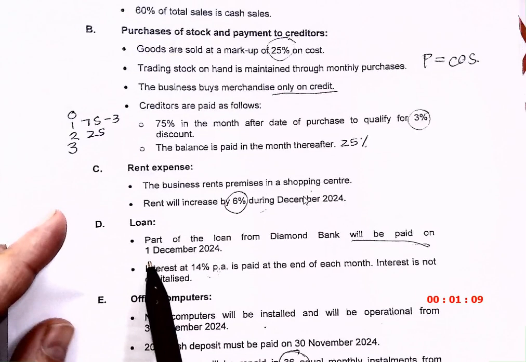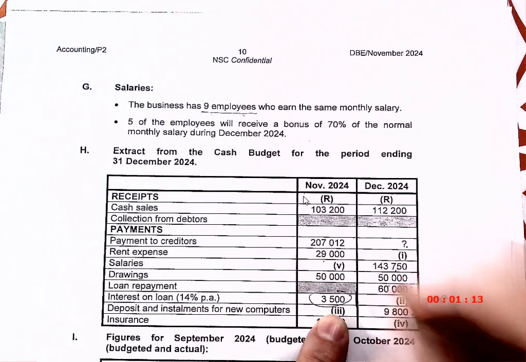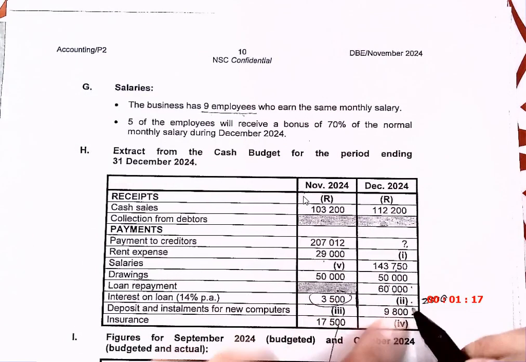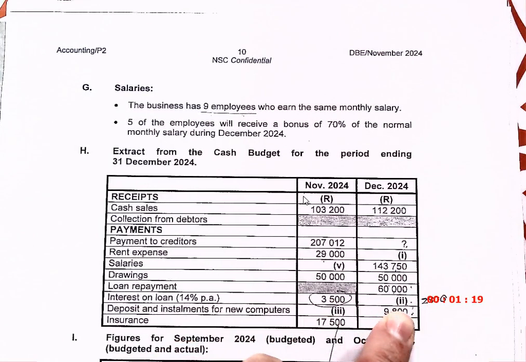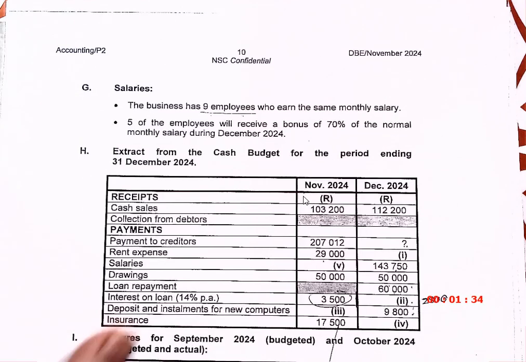And that 60,000 is on the 1st, meaning my interest will be different for December than it is for November, because in December my loan is 60,000 less, right? So, but they do not give me any information about what the original loan amount is. So I need to calculate it. So I'm going to reverse calculate.